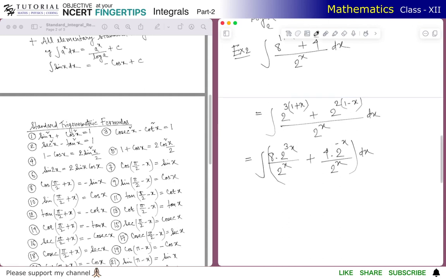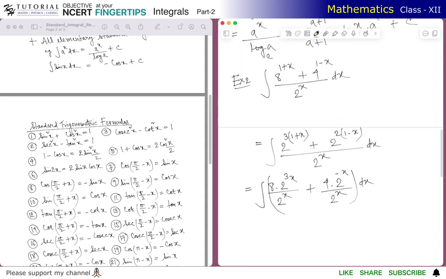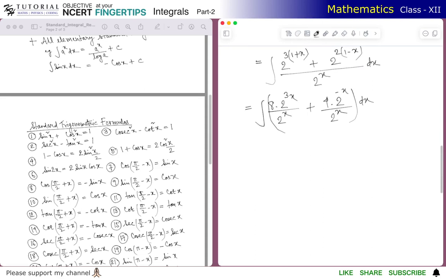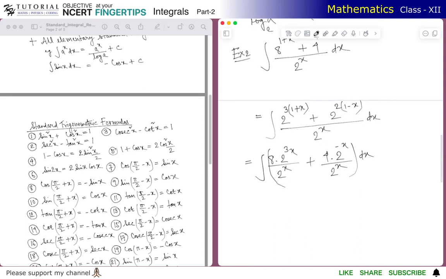Okay, so if we substitute 2 to the power x as t, will it help? 2 to the power 2x. 3x minus 2x. Oh, this becomes 2 to the power minus 2x.